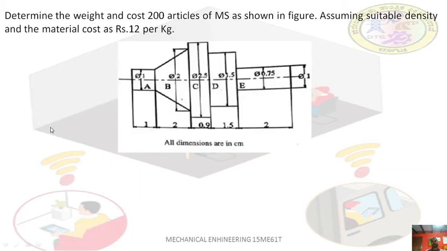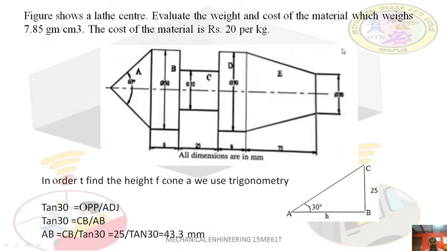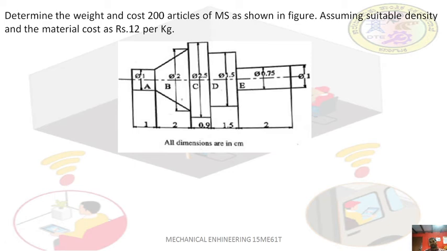The next one is: determine the weight and cost of 200 articles of MS as shown in the figure, assuming suitable density, and the material cost is 12 rupees per kg. So this geometry is given. We need to find out the cost of 200 articles, and the cost of weight is 12 rupees per kg. He has told us to assume a suitable density. Here it is not mentioned that it is MS, so we have to assume a suitable density here.